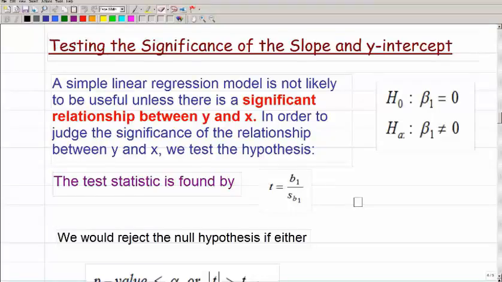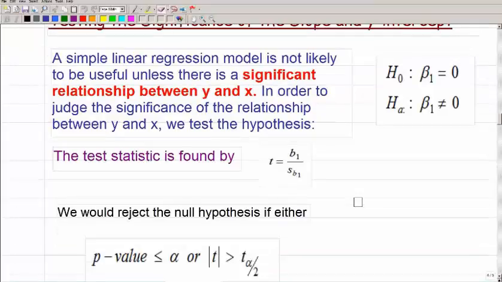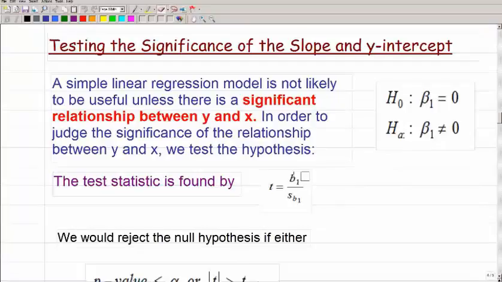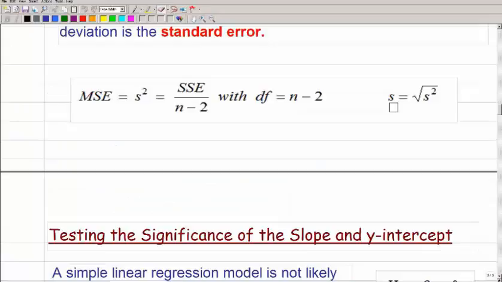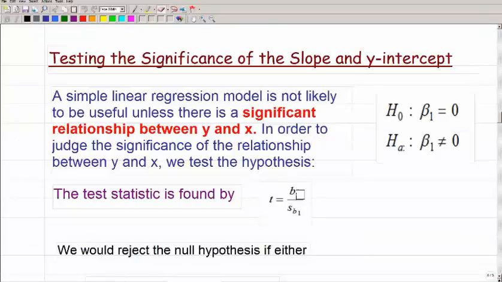The test statistic is calculated by B1, that slope coefficient, divided by SB1, which is the standard error S right back up here, but the one measured for the B1 value. We're not going to be using anything else. The only time we're going to be using the B0 is to come up with your least squares line, y hat equals B0 plus B1x. So the only calculations involve the B1 and the SB1.